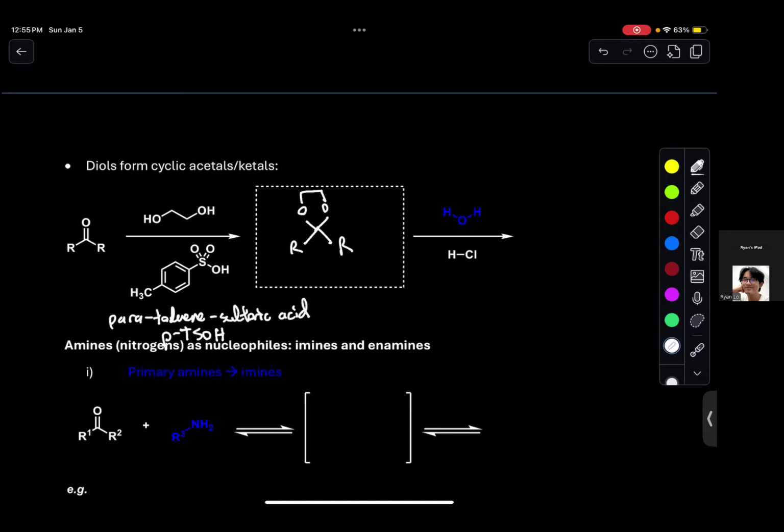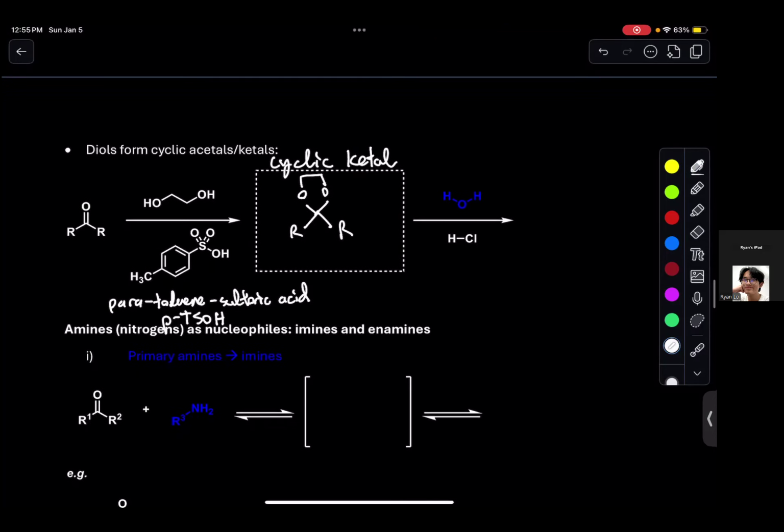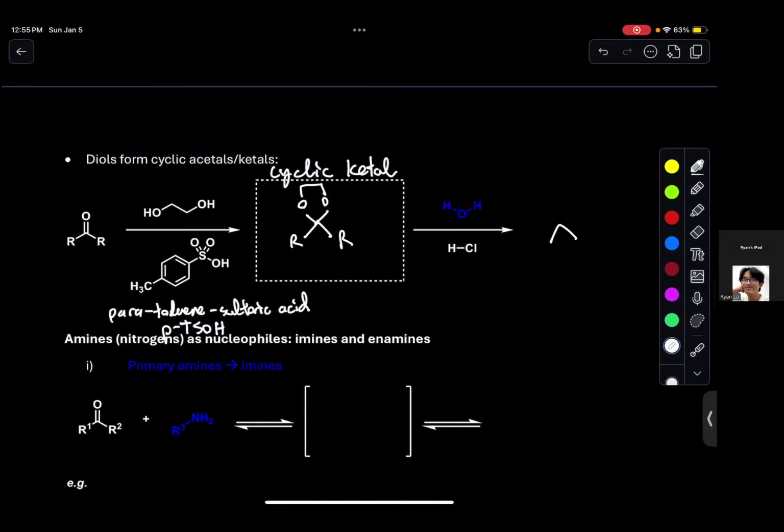Why would you need to do this? Well, you can usually use these to protect carbonyls from being attacked. So the same way that you can protect OHs, you can protect carbonyls. Because as you know, we've been assaulting carbonyls this entire video. And then from here, if you add water and acid, you can just reverse it. So, good times.